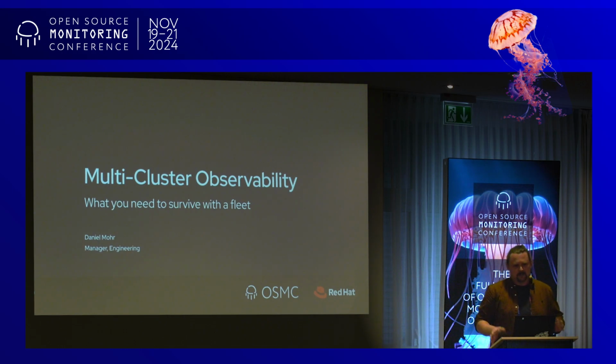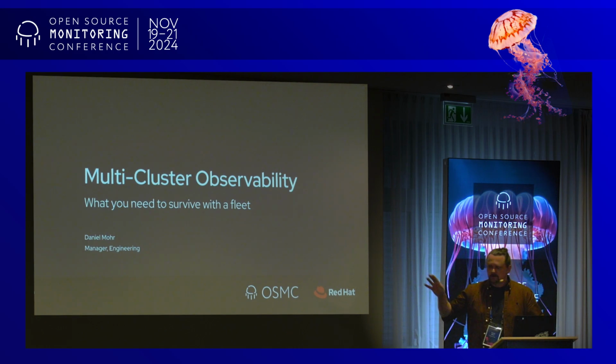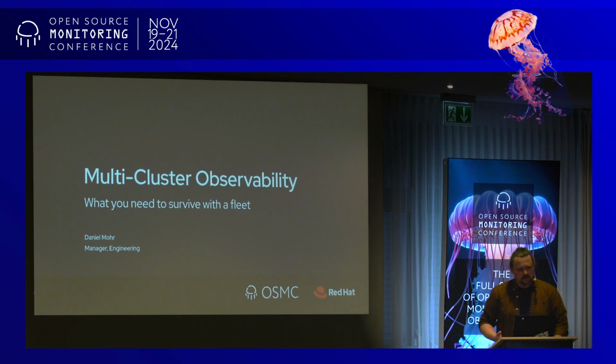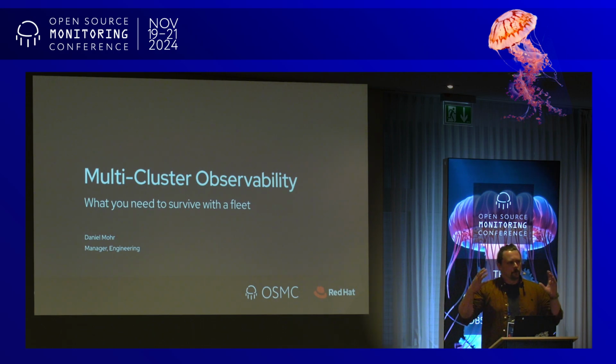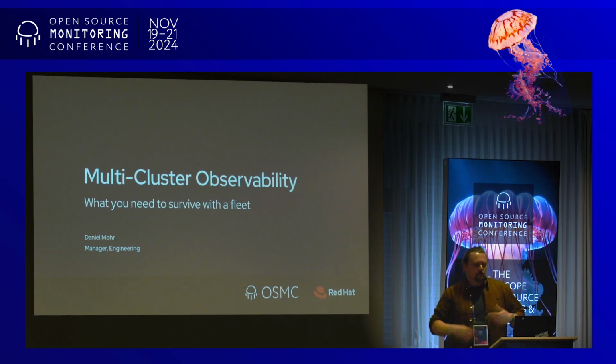So my talk is mainly about how we do things at Red Hat, both for our internal users, for the managed services we run for customers, and also for the products we sell in regards to multi-cluster observability. Everything we do is based on open source. It is open source actually, all the code we're contributing upstream. And we're using that then for our products, which we run as managed services and sell for self-hosting.